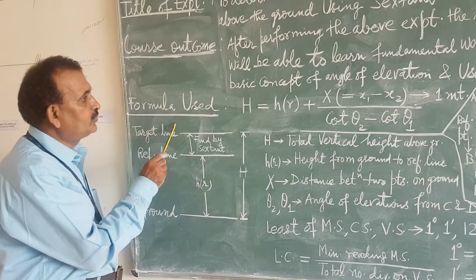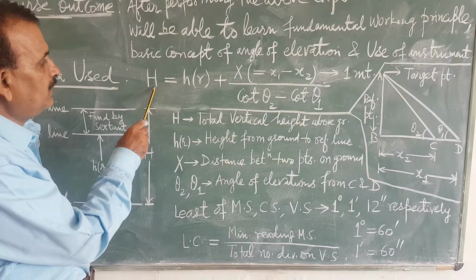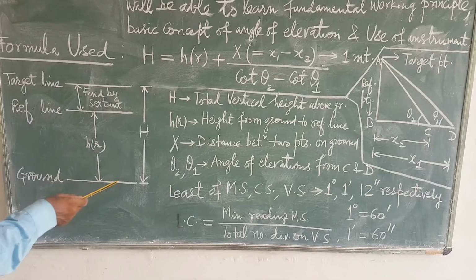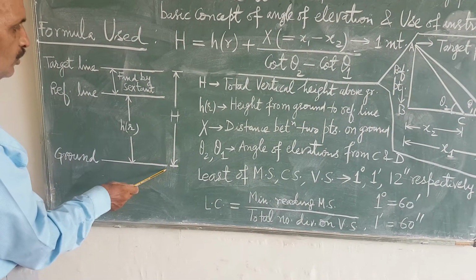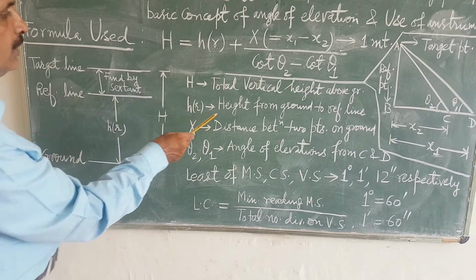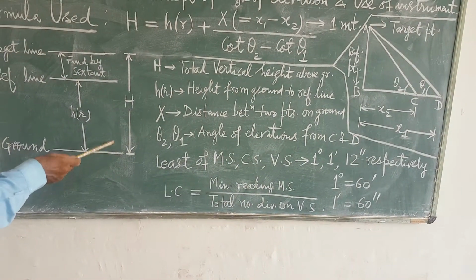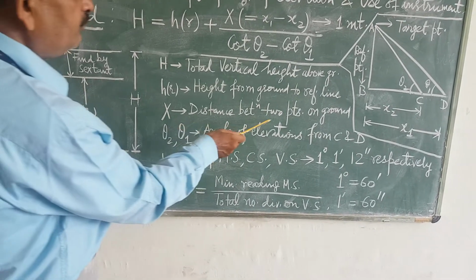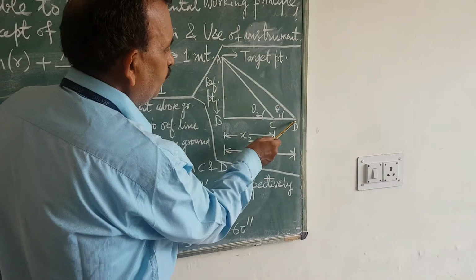The formula used by the apparatus: capital H is equal to small h. Capital H is the distance between the target line and the ground. This is the capital H. Small h is the height from ground to reference line. This is the small h. X is the distance between 2 points on the ground. There is a C point and a D point.